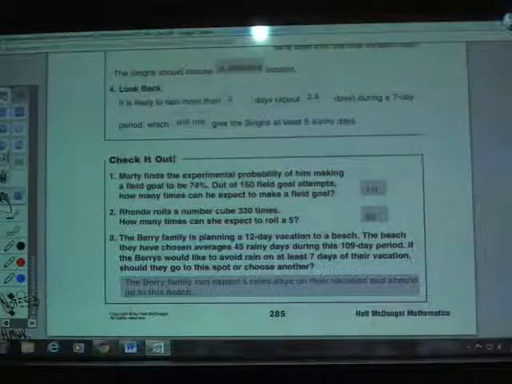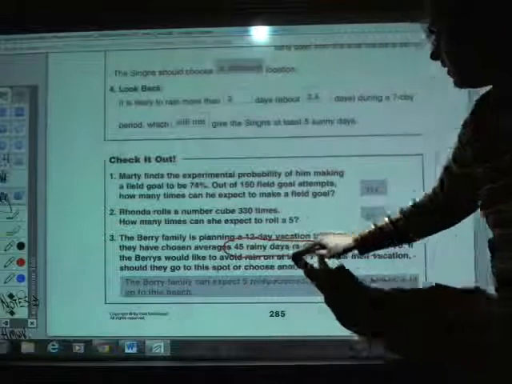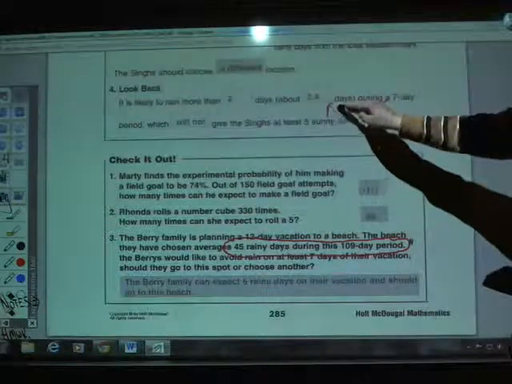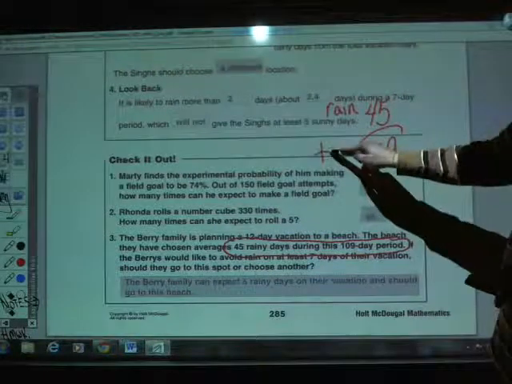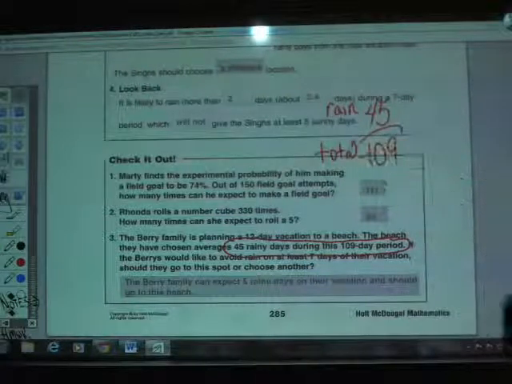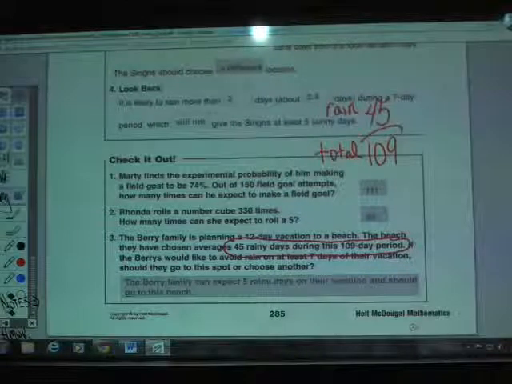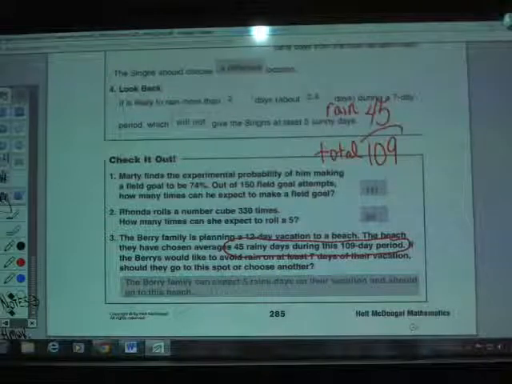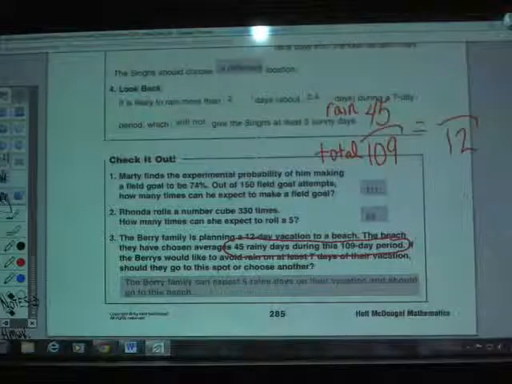So, what the question says here in line 2 is you have 45 rainy days during this time period, which is 109 total days. What they want me to do now is make that scenario match their vacation. Their vacation is going to be 12 total days. So I'm going to write my other fraction to be something over 12.